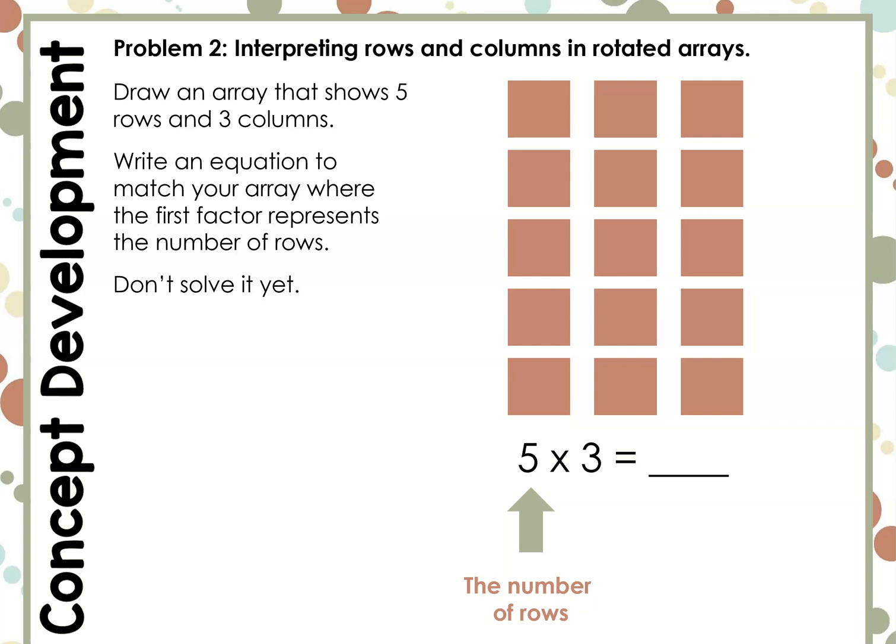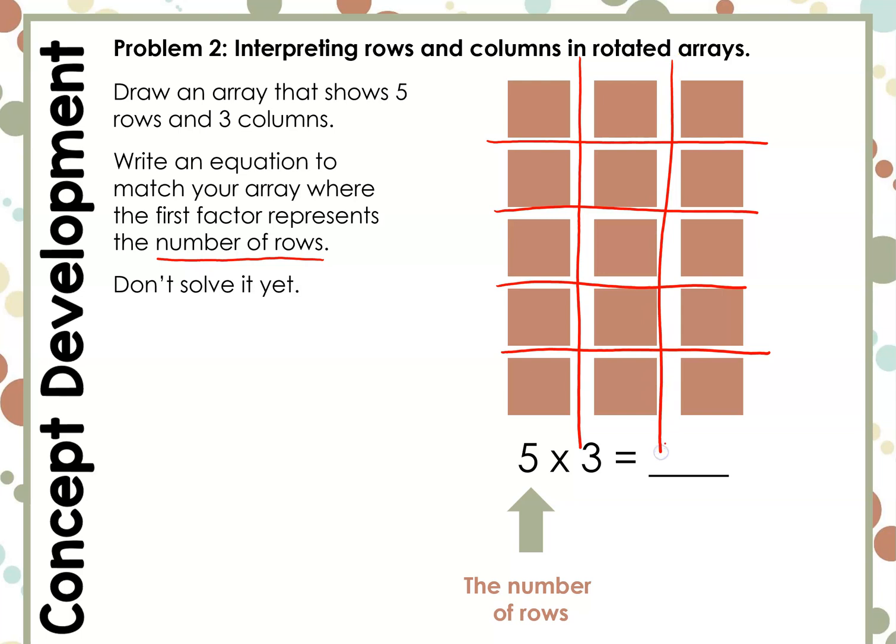So we were just getting started on this problem number 2. It says, draw an array that shows 5 rows and 3 columns. So here it is, right here. Write an equation to match your array where the first factor, so that'd be this one right here, represents the number of rows. And then it says, don't solve it yet. So that's what we have right here. We have an array showing 5 rows and 3 columns, but we're not solving it yet.